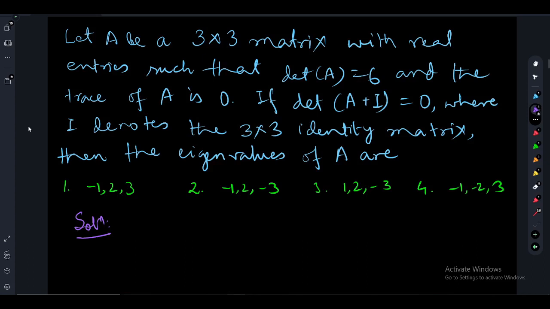Now it is given that A is a 3 by 3 matrix. That means the number of eigenvalues of the matrix A is equal to 3, and it is also given that the determinant of the matrix is equal to 6. We know the multiplication of all eigenvalues is equal to the determinant, so the multiplication of all eigenvalues equals 6, and it is also given that the trace of A equals 0. We know the sum of the eigenvalues is equal to the trace of the matrix, and it is also given that the determinant of A plus I equals 0.